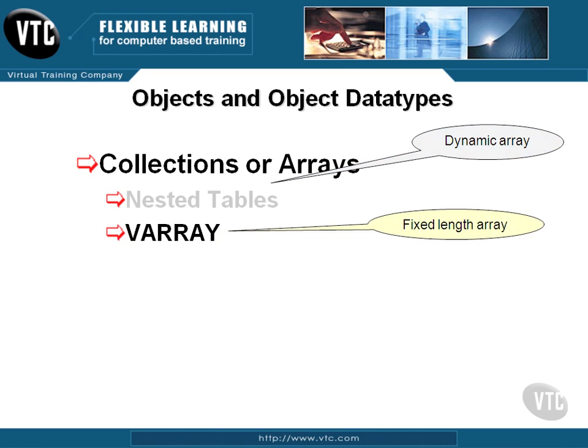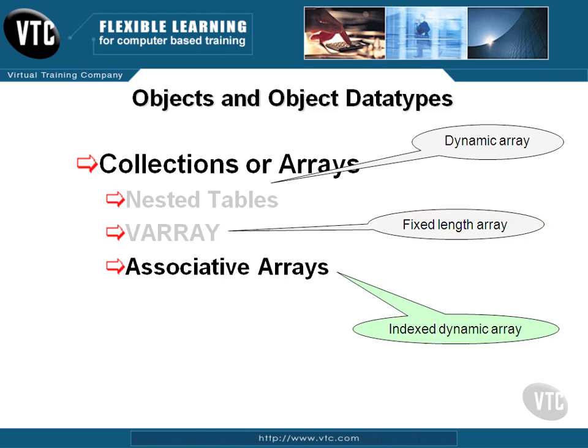These are certain types of array structures that are used in all programming languages, and you may have heard of them before if you know anything about programming. Essentially, they're fixed length and dynamic arrays, as I already said. They are used in many programming languages. An associative array is special to PLSQL in that it has an index in it.